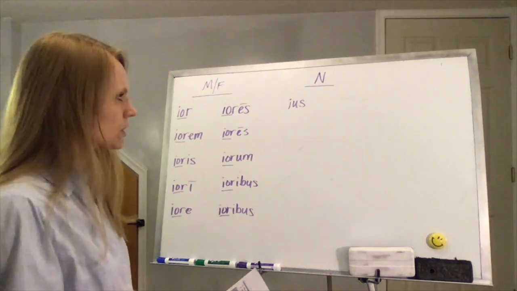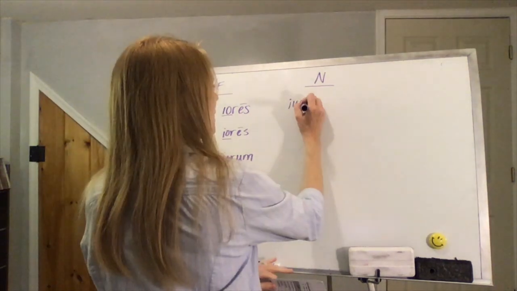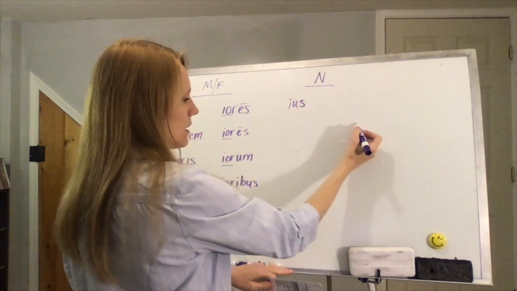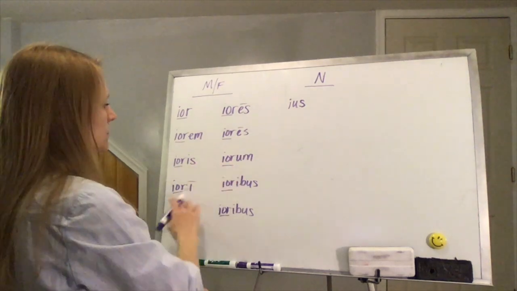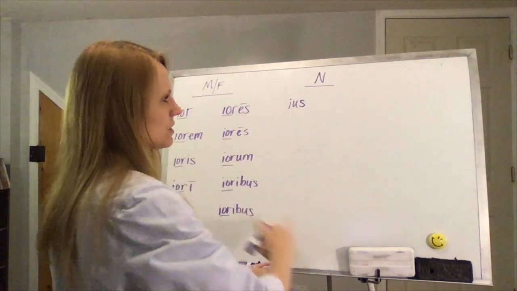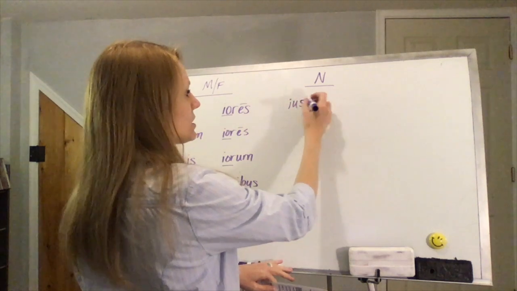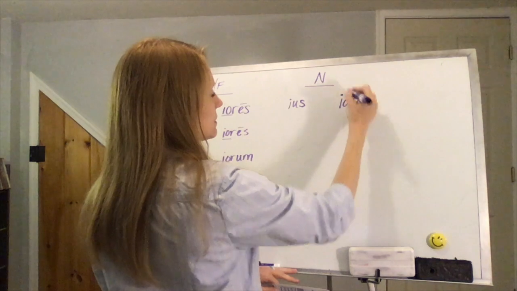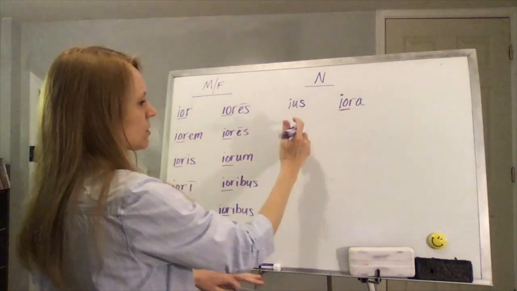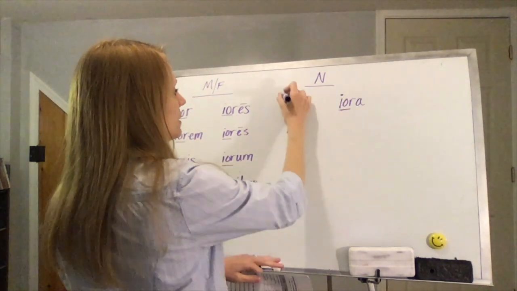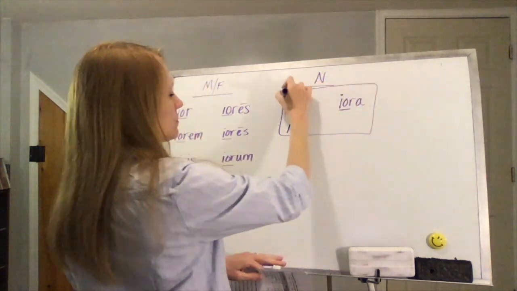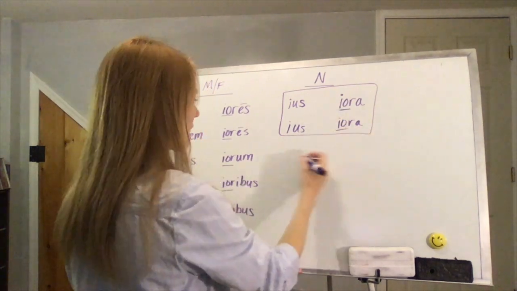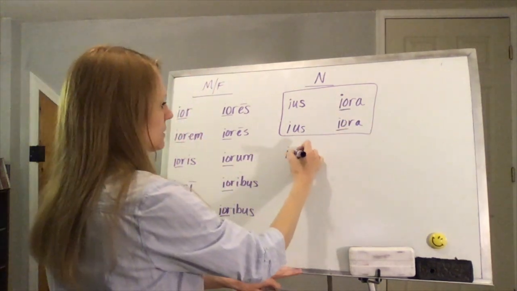Okay, so we have the neuter law, and remember before it was the same, and then it looked the same as this, is, e, ibis, e, ibis, in our third declensions. Well, this one is ius, and then it's iora. So we still keep that ior over here. Neuter law, these have to be the same, right? Ius, so this one's going to be iora. And then the rest look just like this.